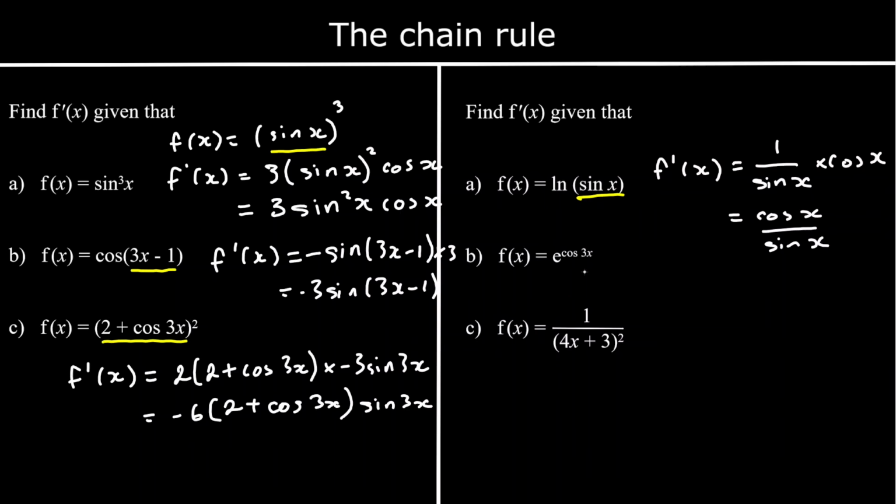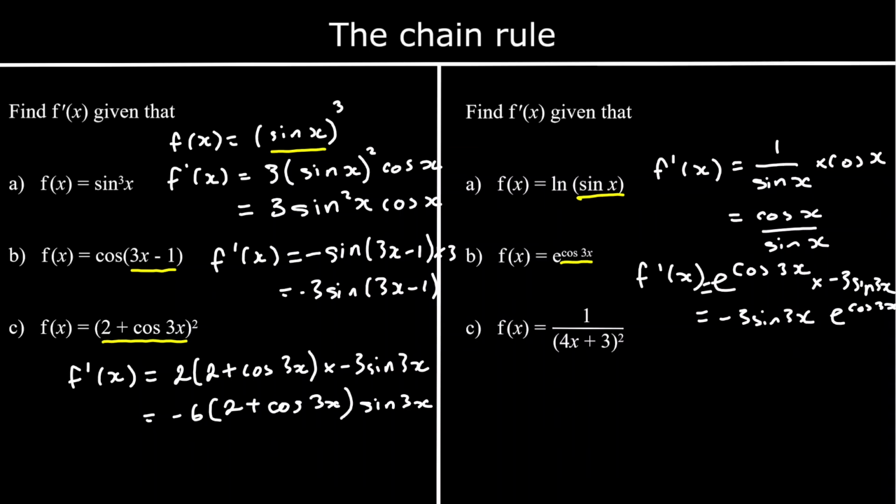B, e to the cos 3x. So e stays the same, but we're going to times by our bracket, our power in this case, differentiated. So it's going to be e to the cos 3x times by our bracket differentiated, which is negative 3 sine 3x. So negative 3 sine 3x times e to the cos 3x.